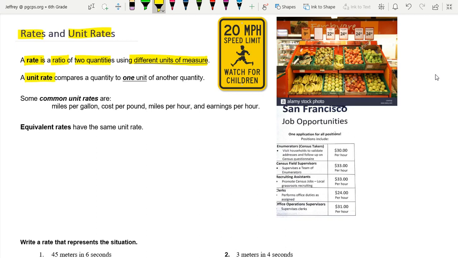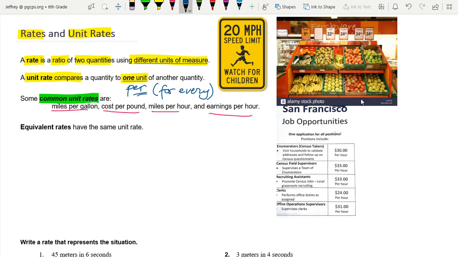So a unit rate compares a quantity to one unit of another quantity. So we usually see the word per for this case. It means for, so per means for every. Okay? Now, some common units that we usually use are miles per gallon, cost per pound, miles per hour, earnings per hour. Even when you're in PE, you measure your heartbeats per minute. So those are the common unit rates.